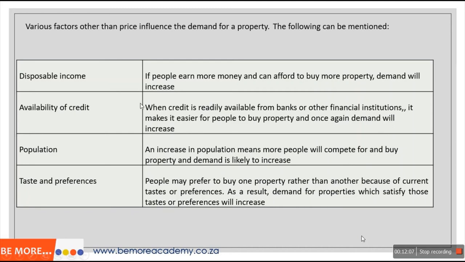Disposable income: if people earn more money and can afford to buy more property, demand will be increased. Availability of credit: whether credit is readily available from banks or other financial institutions, it makes it easier for people to buy property, and once again, demand will increase. Population: an increase in population means more people will compete for and buy property, and demand is likely to increase. Taste and preferences: people may prefer to buy one property rather than another because of current taste and preferences.